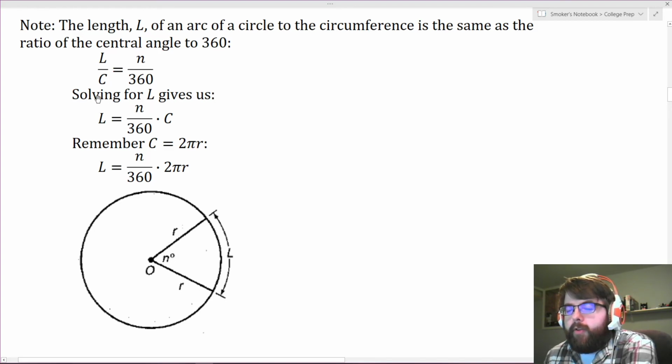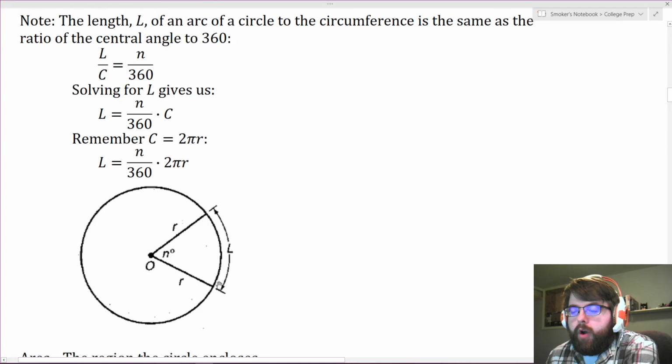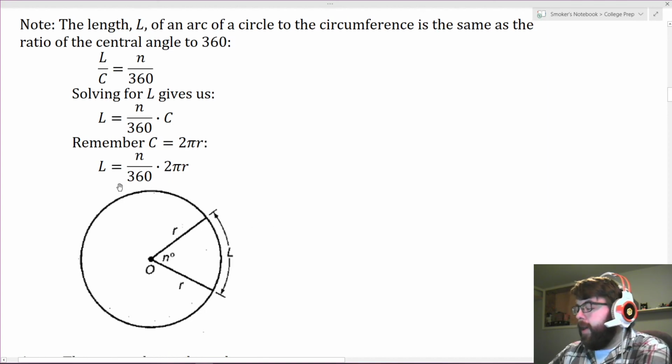So to find the length of this minor arc, we can multiply C to both sides. L will be equal to N, whatever this angle measure is, over 360 times C. And we know from up here that C is equal to 2 pi r. So the length of the arc is the angle measure over 360 times 2 pi times the radius, whatever the radius is. Okay? So we have a formula for finding the length of an arc.